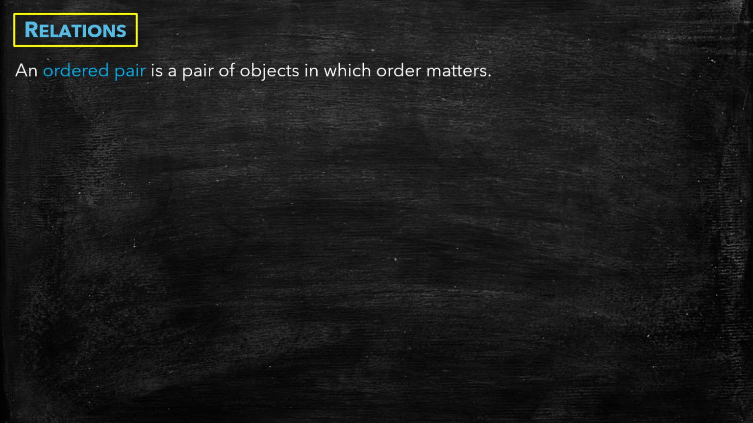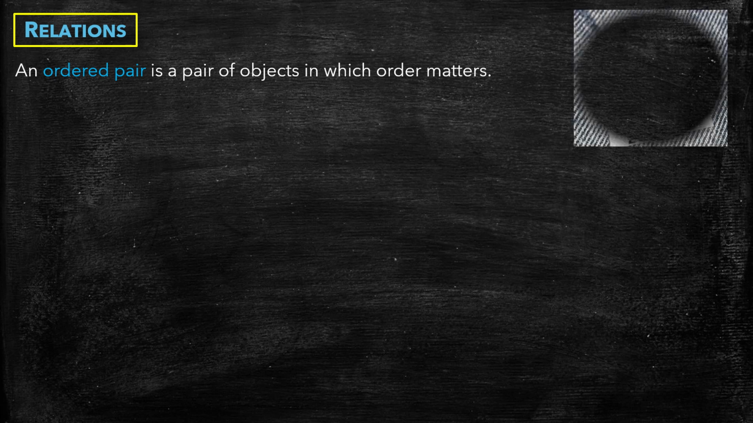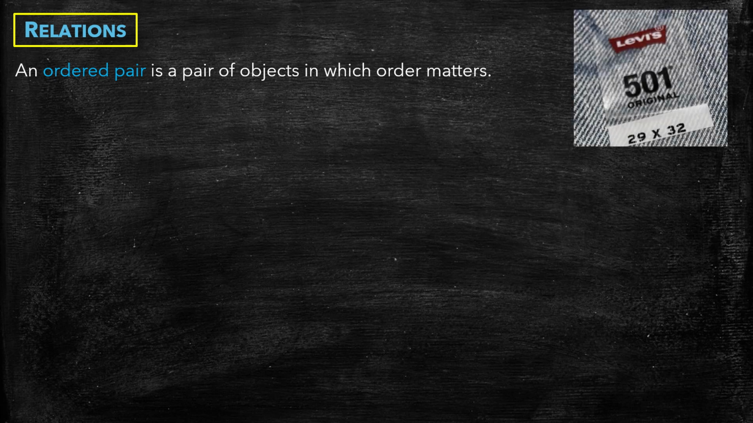So let's begin by understanding what a relation is in mathematics. And to do so, we need to know what an ordered pair is. As the name indicates, an ordered pair is a pair of objects that could be numbers, objects, letters, things, in which order matters. And I found an example of an ordered pair in the real world, and we're looking at the dimensions of a pair of jeans. So we see that the size of these jeans is 29 by 32. That X is not multiplication, it indicates by.